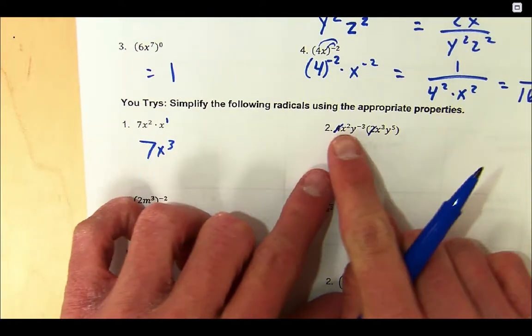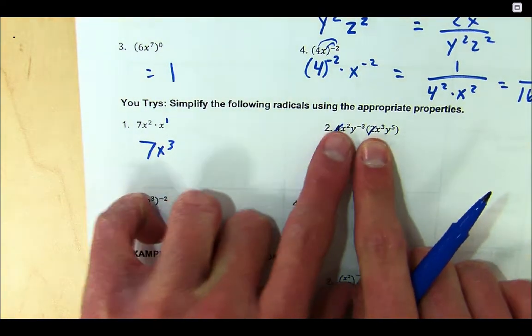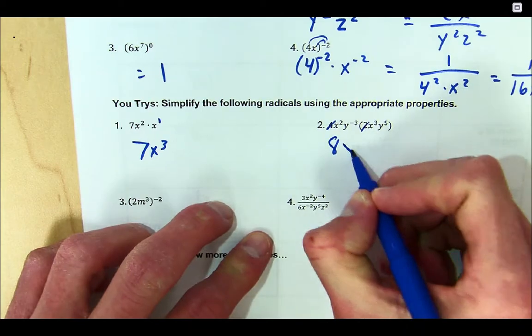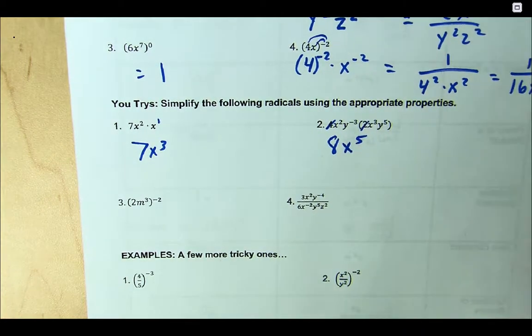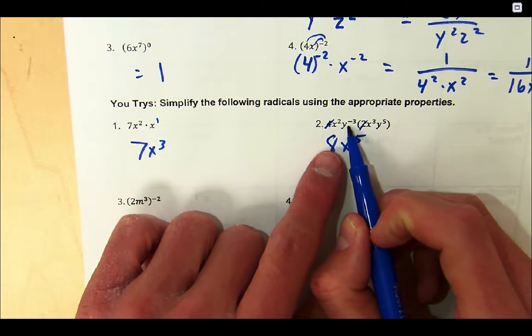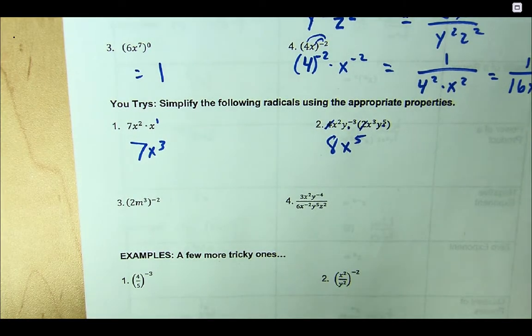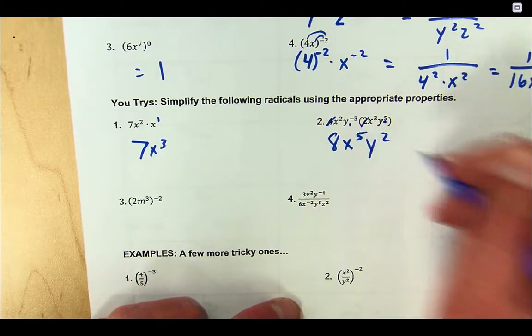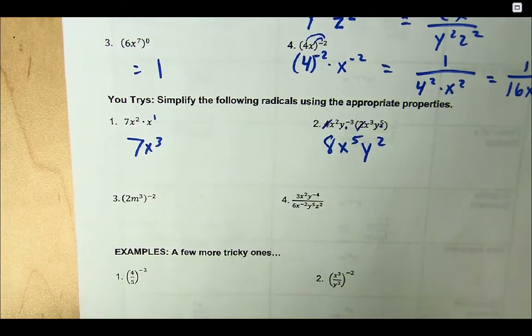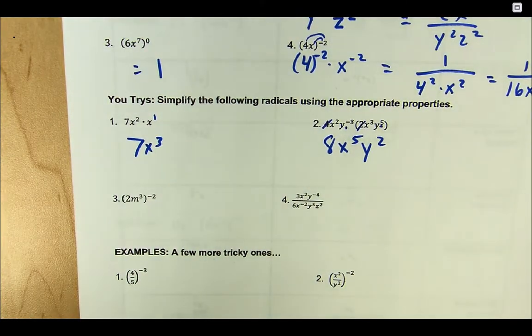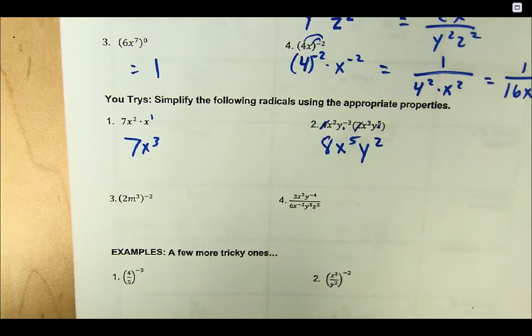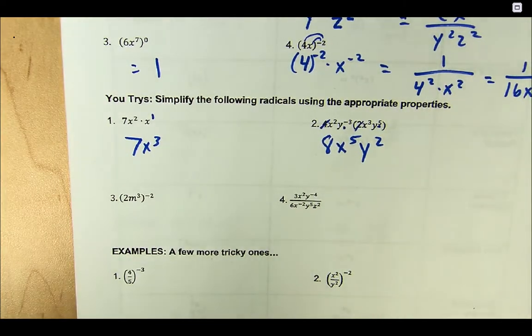I'm going to combine my x's. I have an x squared and an x to the third, so the total number of x's that I have multiplied together are 5, so that's an x to the fifth. Here I have y to the negative 3 and y to the 5, so once again I'm going to add those exponents together, and negative 3 plus 5 is 2. So you have 8x to the fifth y squared by adding your exponents for the x's and adding your exponents for the y's.